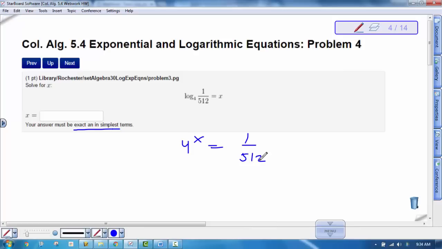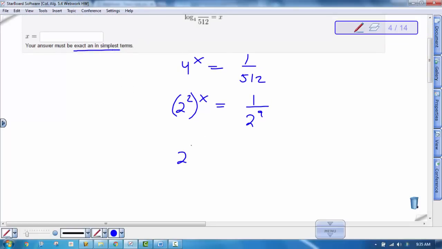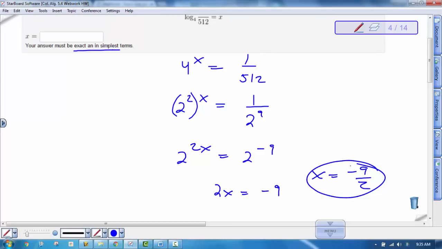Okay, and I wasn't able to get base 4 out of this, so I tried base 2. 2 works, so I'm going to make this 2 squared to the x instead of 4. And then this is really 1 over 2 to the 9th. If you try, it's going to be obviously an integer and not a very big one, usually 10 or less. So there's not that many to try, but I tried 2 to the 9th and that worked. So now I can get both sides in terms of base 2. So I have 2 to the 2x equals 2 to the negative 9, which means that 2x equals negative 9, which means that x equals negative 9 halves is my answer.